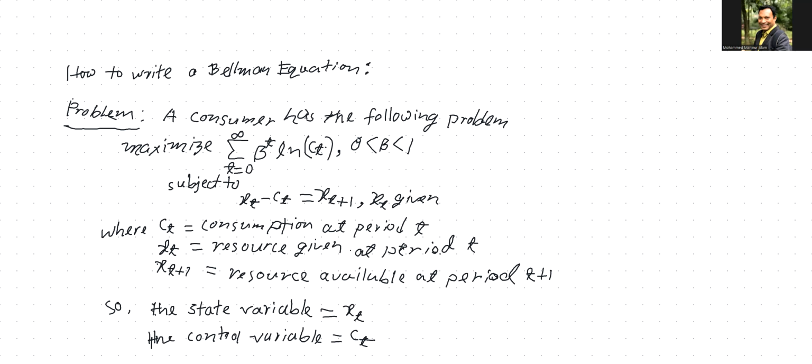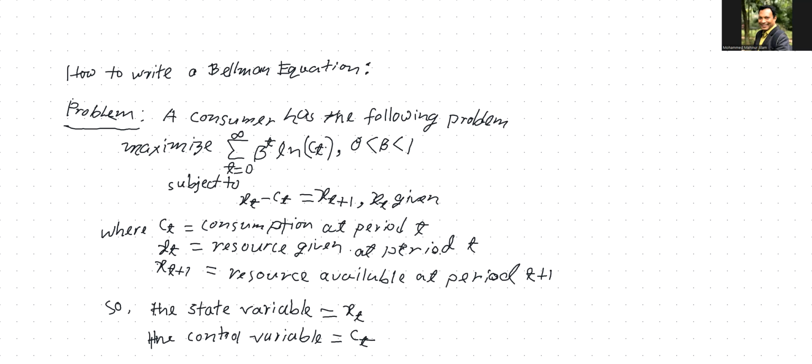This video is about writing a Bellman equation. So if there is a problem given like this, where a consumer has the following problem: maximize the summation from t equals 0 to infinity of beta to the power of t times ln, meaning natural log, of c sub t, where beta is between 0 and 1, subject to the budget constraint, or the resource constraint, x sub t minus c sub t equals x sub t plus 1, where x sub t is given.